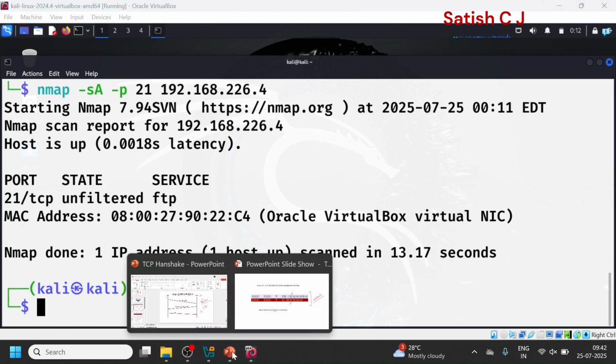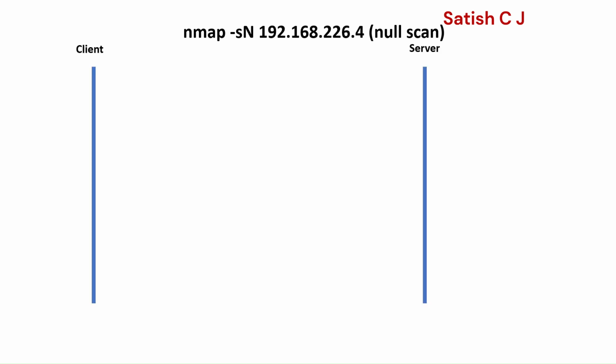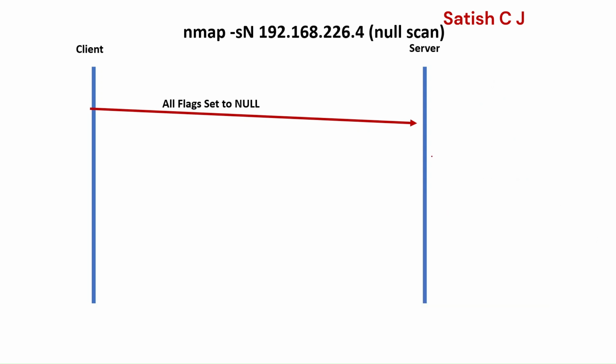We still have some more scans to look at. Let's go forward and take a look at the null scan. What we mean by a null scan is we send a packet directly to the server with all the flags set to null. SYN, FIN, ACK, push, urgent, everything is set to null. So this means the packet is actually an illegal packet to the server, right? You don't have anything set to 1. Everything is set to null. So it's considered illegal.